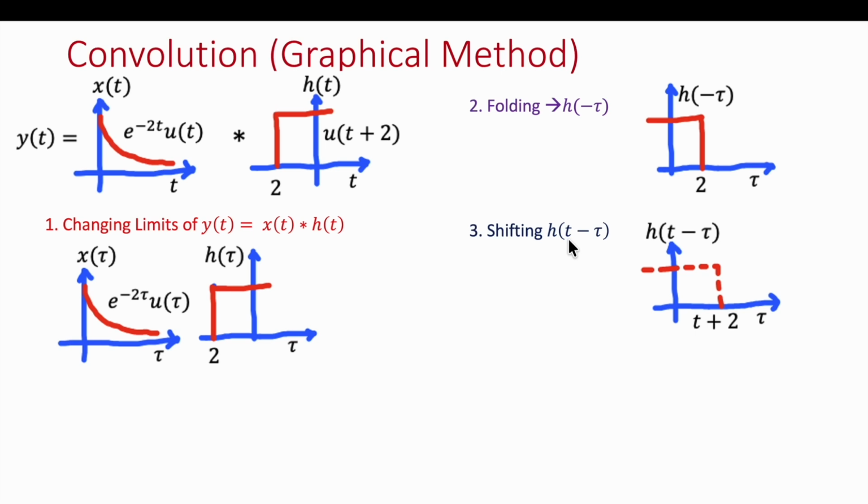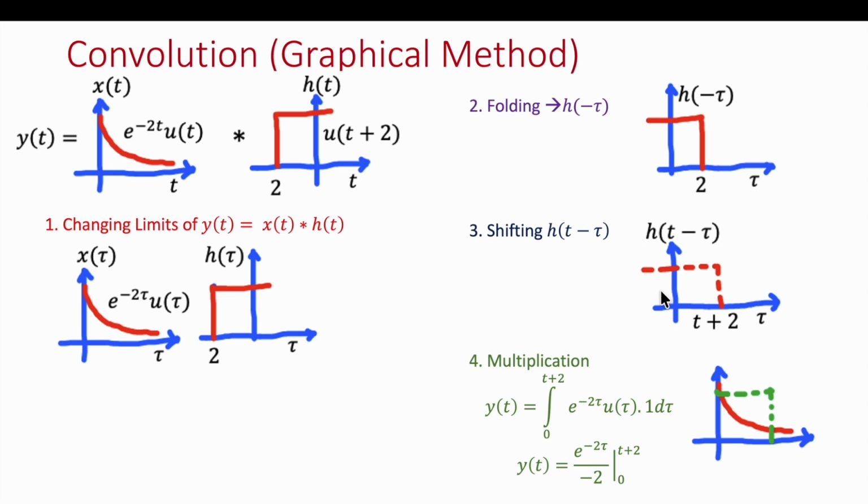So basically you are shifting that signal by some particular value t, and we don't know the value of t, so we just put t plus 2 as a shift. And we represent that signal as h of t minus tau. So that is just the shift, and the shift is represented at t plus 2.